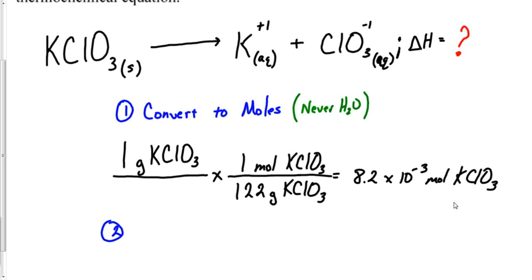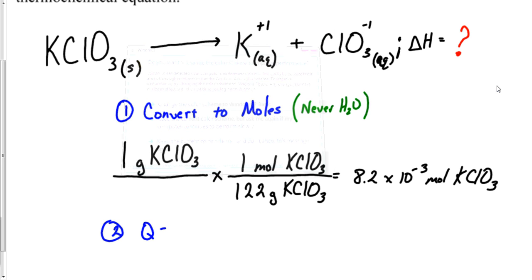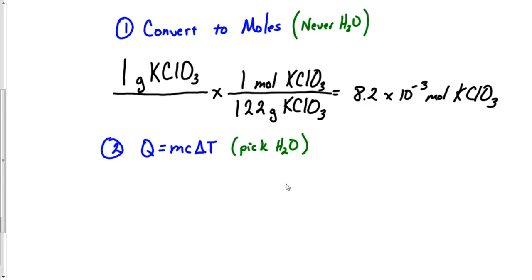So step number 2 is going to be Q equals, I do not want to change my color scheme, you crazy thing. Step number 2 is going to be nothing but MC delta T. And how about this? I'll put this in green here. Pick water. Step number 2 is always about the water. So step number 1, we will never use the water. Step number 2, we will always pick the water. And yes, if you write this down, you can use it when you take your test. So Q equals MC delta T.